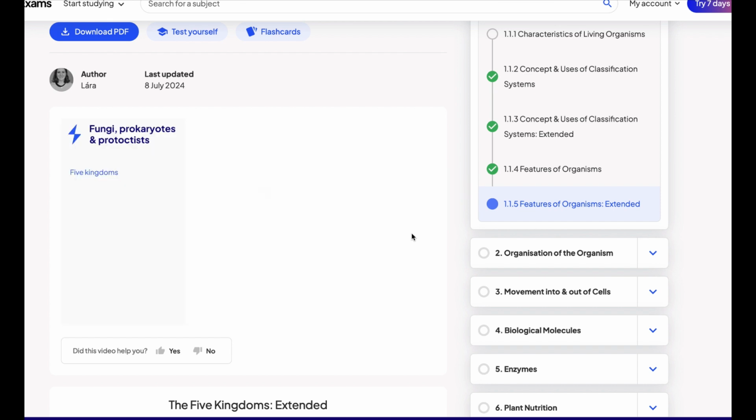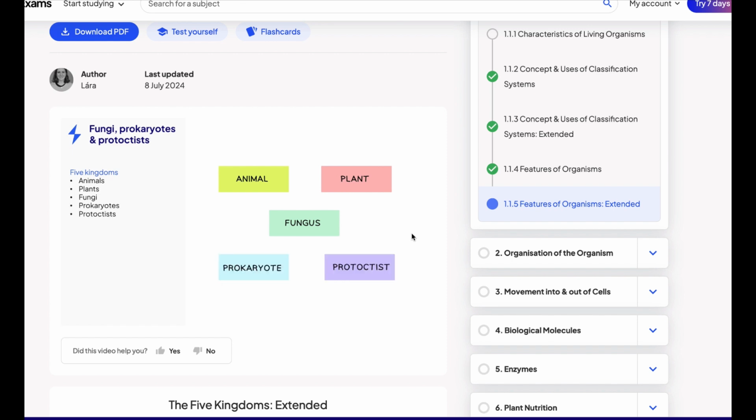You need to know some specific examples of organisms within the 5 kingdoms and also viruses. Let's start with the main features used to place organisms into each of the 5 kingdoms: animals, plants, fungi, prokaryotes, and protoctists. We'll focus on fungi, prokaryotes, and protoctists, as these are a little more tricky to tell apart.